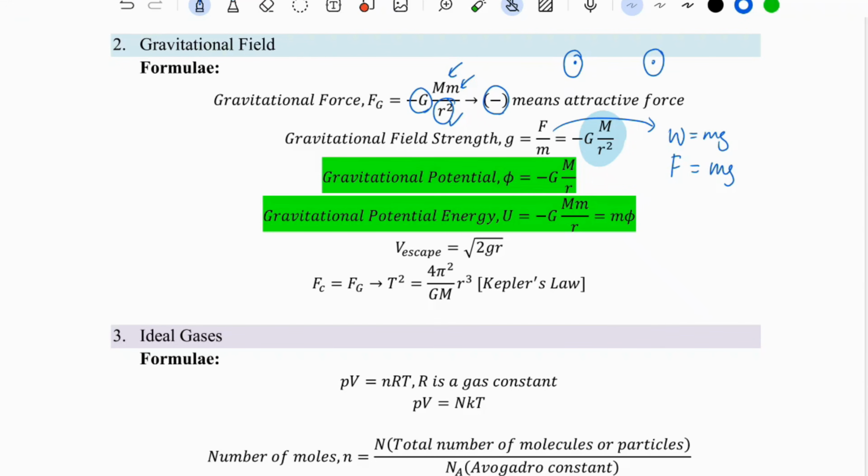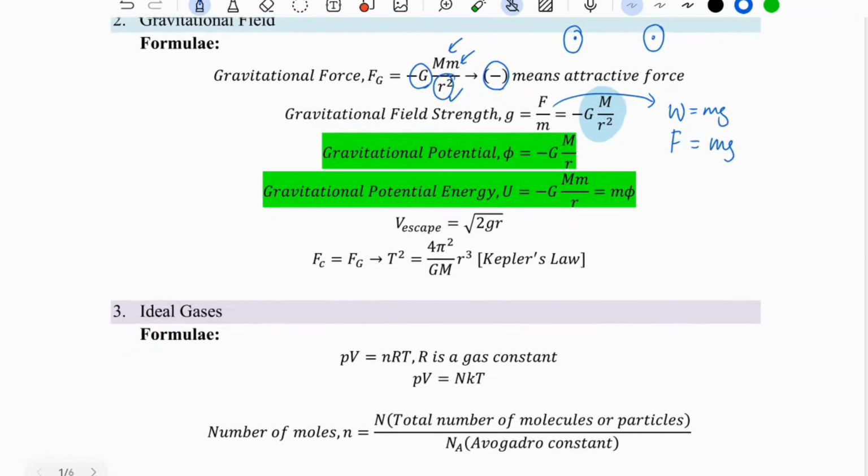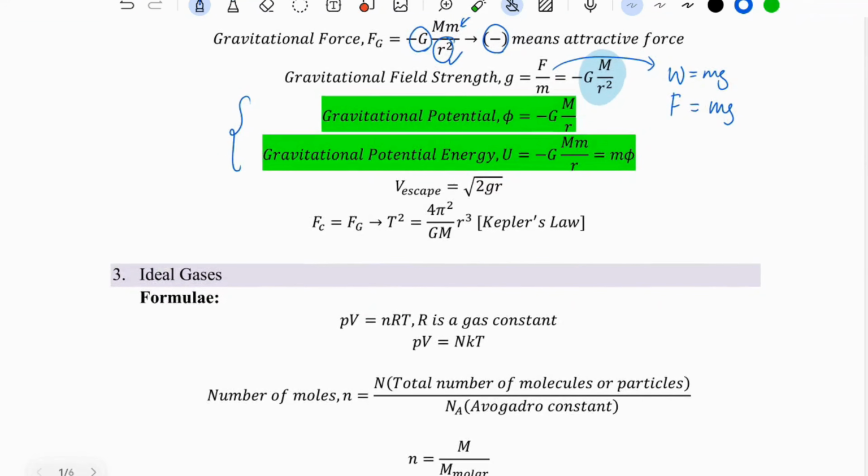Okay. The third one, we have gravitational potential, and this equals negative G M over r, just r, and it is not squared. Good thing is, it is given in the exam. These two, the ones that are highlighted in green, both are given in your formula sheet, on the second page. So this G is still the same gravitational constant, M is the mass of the planet, r is the radius.